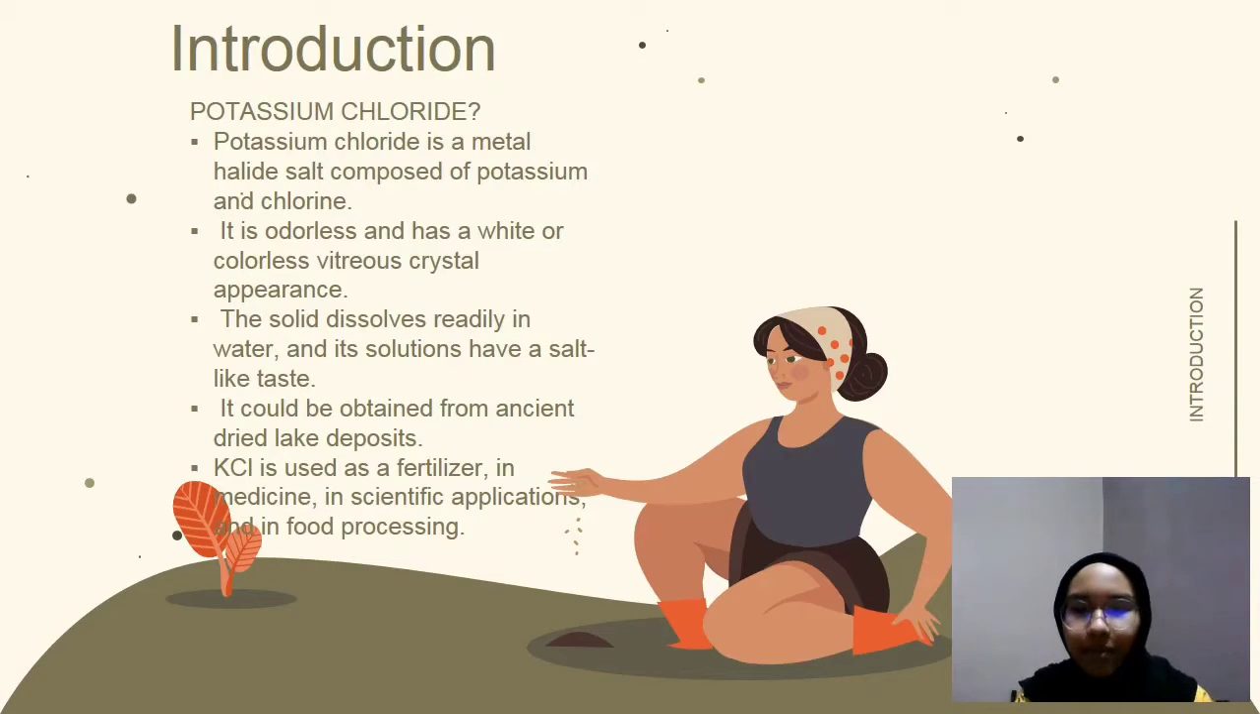Introduction. What is potassium chloride? I know that not everyone knows specifically about potassium chloride, right? So potassium chloride is a metal halide salt composed of potassium and chlorine. It is odorless and has a white or colorless vitreous crystal appearance. It can also be obtained from ancient dried lake deposits, the solid dissolves readily in water, and its solution has a salt-like taste.